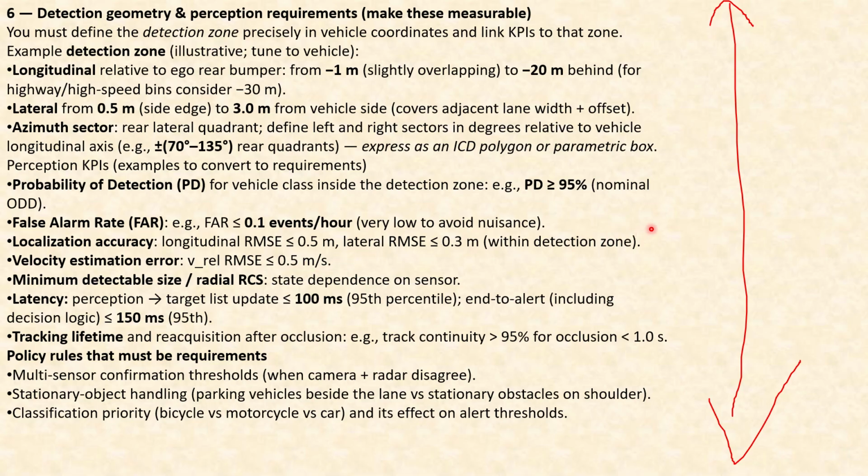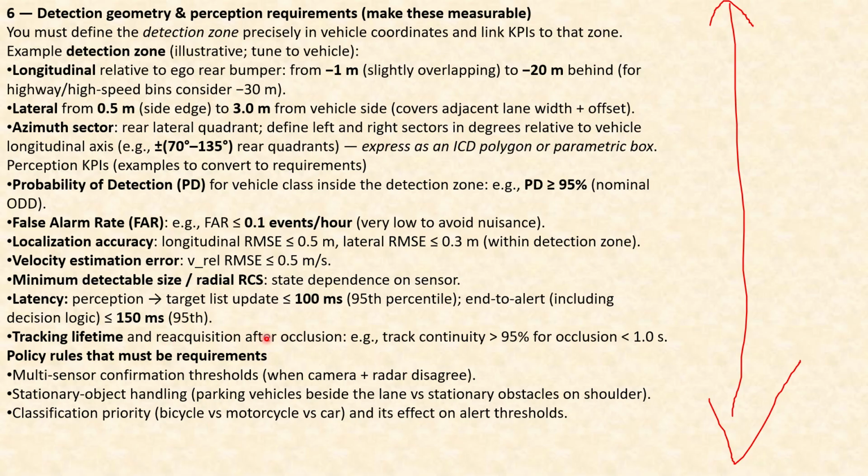Okay, for example, if it's an ordinary family car, it can be approximately 0.5 meter per second. But if it is some high-end sports car, then this velocity estimation error can change depending on the max velocity of the car, and also minimum detectable size radial RCS. Its state depends on the sensor. All right. So talking about the latency, perception target list update less than 100 milliseconds and end to end alert less than 150 milliseconds.